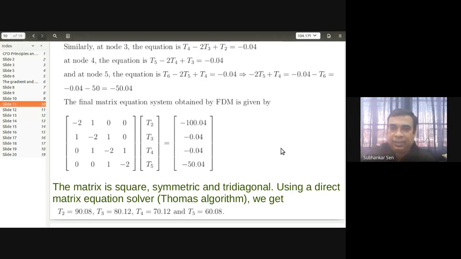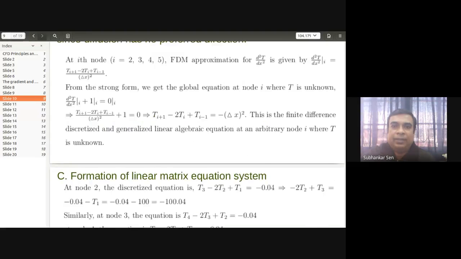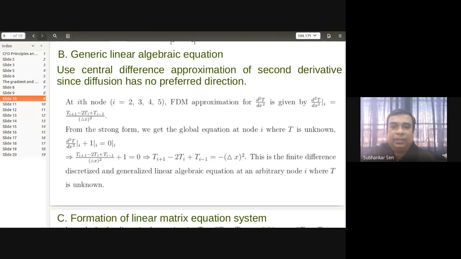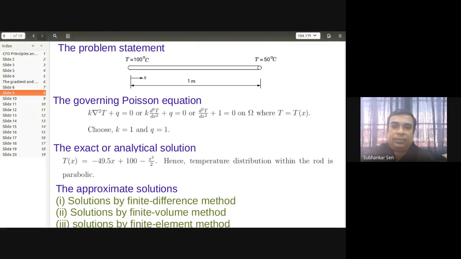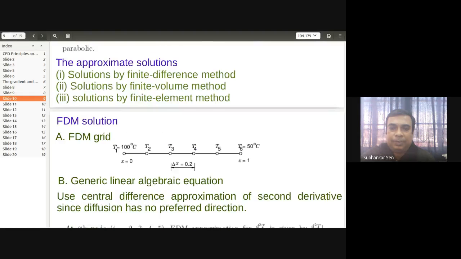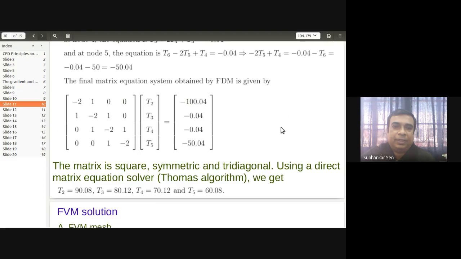And since this is a symmetric operator, this del square, this nabla square, this operator is symmetric. Since this operator is symmetric, the matrix must be symmetric. So this matrix is also symmetric.